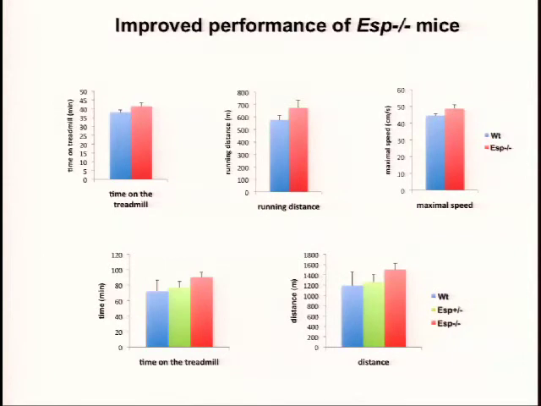Again, as I said, what we saw in osteocalcin-deficient mice, we see the mirror image in mice that lack ESP, which have too much osteocalcin. The time on treadmill is increased, the running distance is increased, the maximal speed is increased, and the distance is increased also in the long distance running setting of the machine.